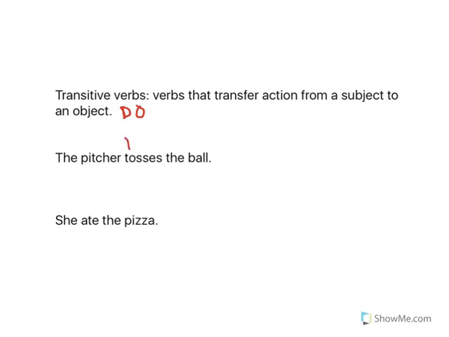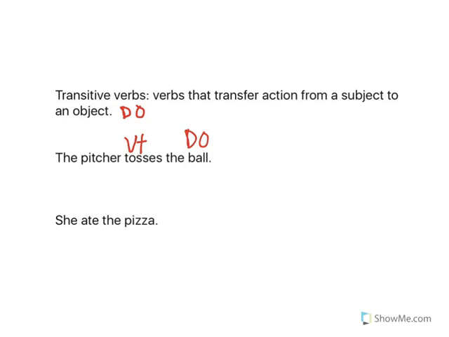So in the sentence, the pitcher tosses the ball, the verb is going to be tosses, the action, and we know it's going to be a transitive verb because we can answer the question, what does the pitcher toss? The pitcher tosses ball. We can see that it's a transitive verb because it is transferring action from the verb to the direct object. Last week we learned about intransitive verbs, which in this case, if the sentence had just said the pitcher tosses, we would know that's an intransitive verb. It's not transferring any action to any object.